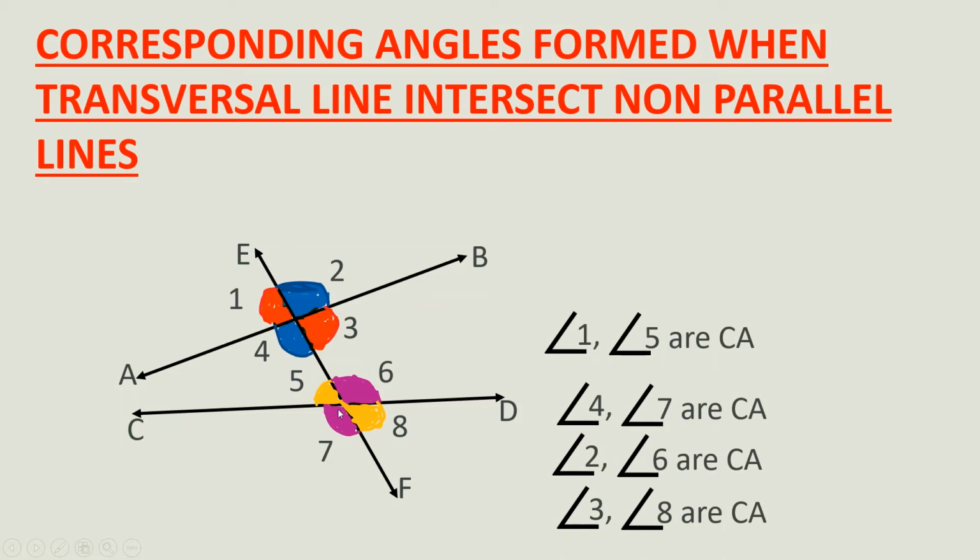Angle 1 and angle 5 are corresponding angles, but in non-parallel cases, they will not be the same value. Angle 4 and angle 7 are corresponding angles, 2 and 6 are corresponding angles, and 3 and 8 are corresponding angles. But even if it is non-parallel, you will always see vertical angles.